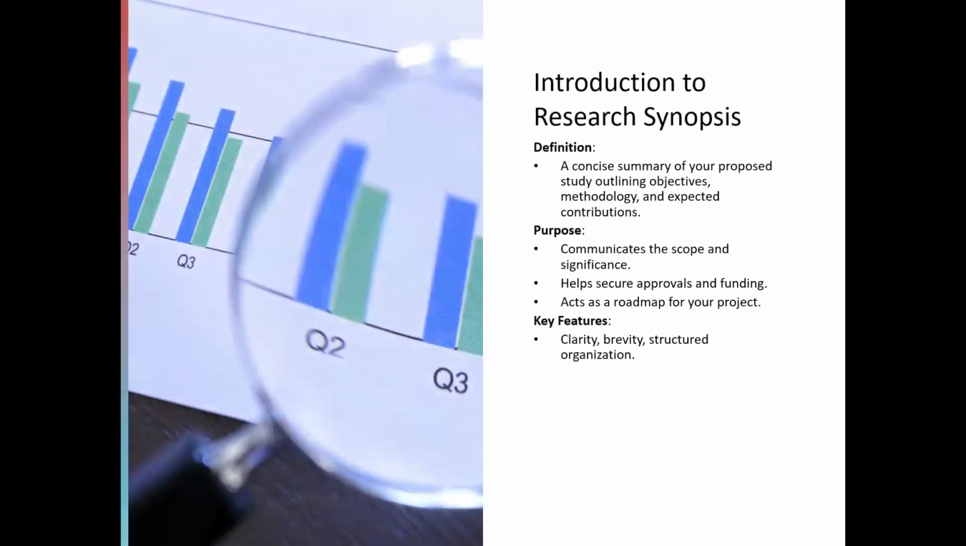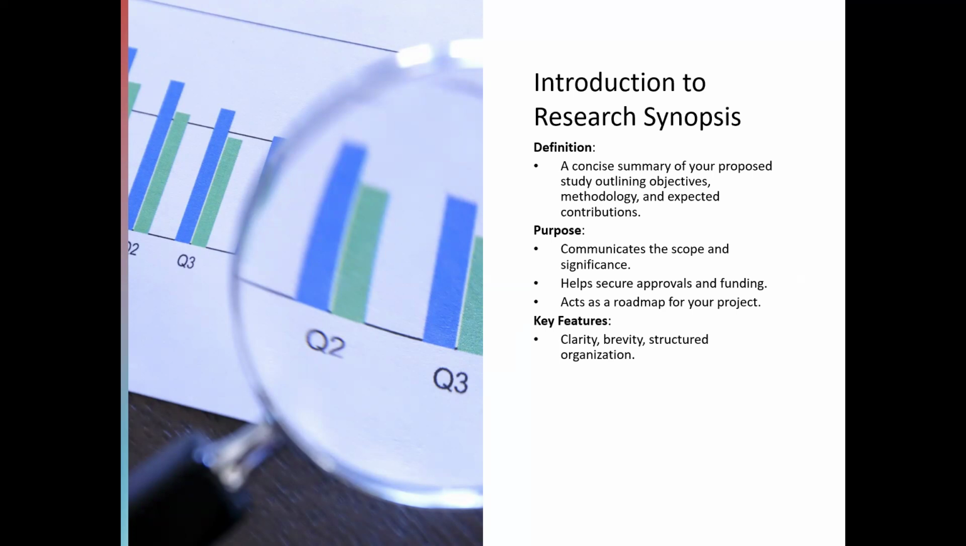And then let's start the discussion about the research synopsis. If we generally define it, a research synopsis is a concise summary of your proposed study, outlining your objective, methodology, and expected contribution. Basically, it provides the whole structure of your proposed study, what you want to do, and you explain and write down everything and then present it, and it becomes easy for you to work on that in future.